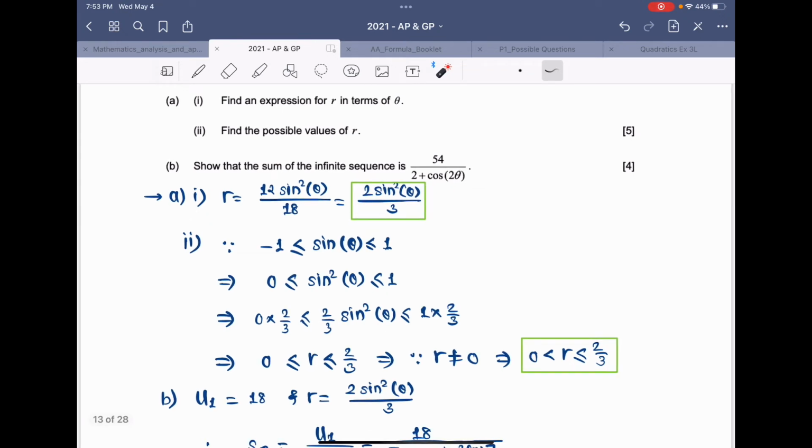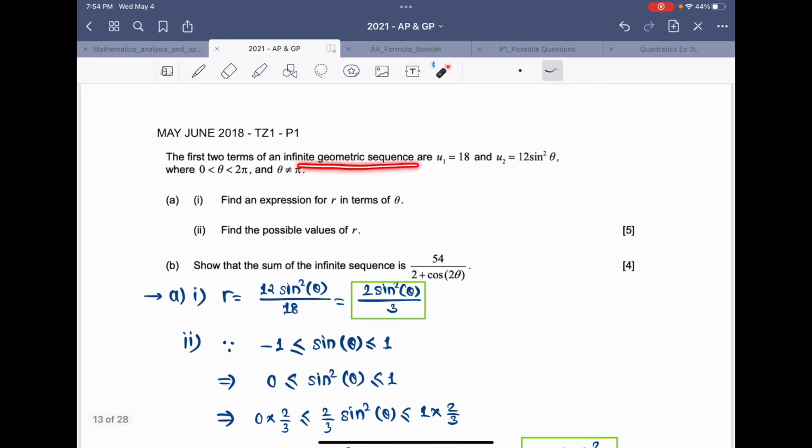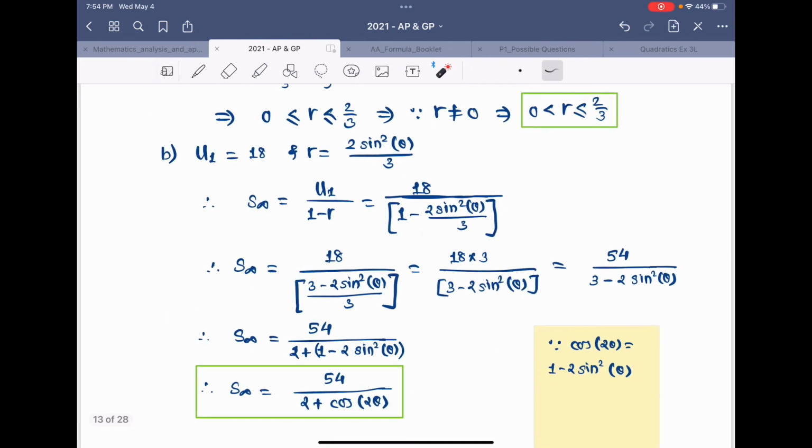Next one, show that the sum of the infinite sequence is 54 over 2 plus cos 2θ. So when you have cos 2θ, focus directly on your formula booklet, only the cos 2θ formula. Now here my u1 is 18, r is 2 sin²θ over 3. It's an infinite geometric sequence, so the sum to infinity formula is u1 over 1 minus r. u1 is given as 18, 1 minus r, so 1 minus 2 sin²θ over 3.